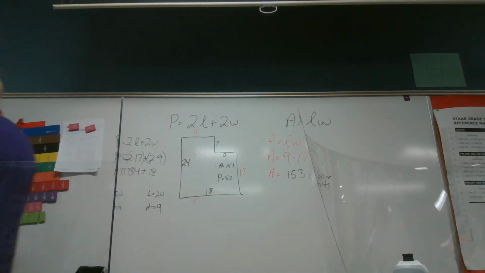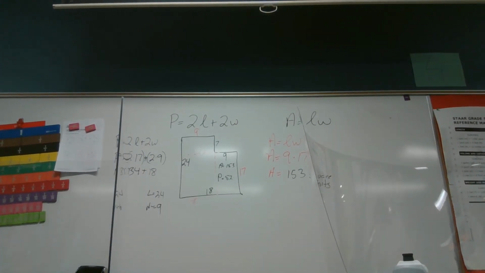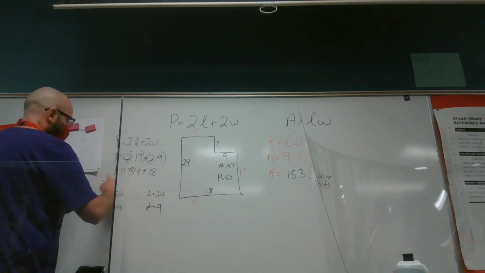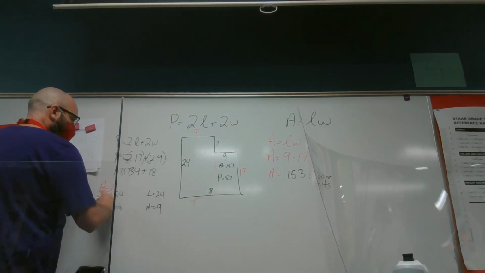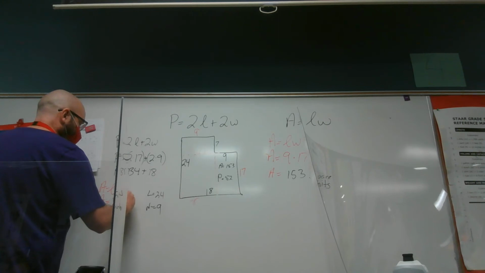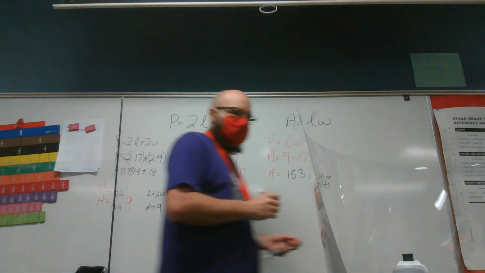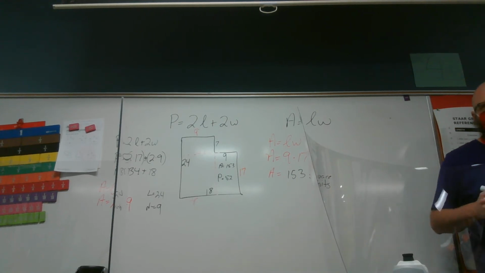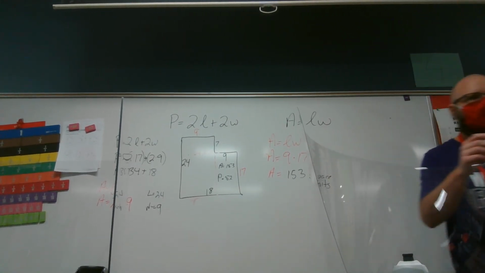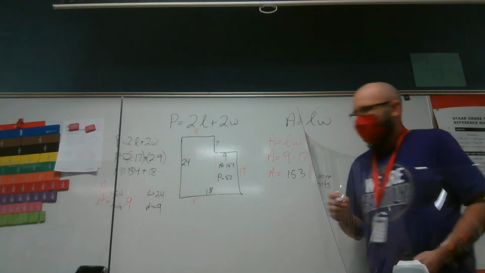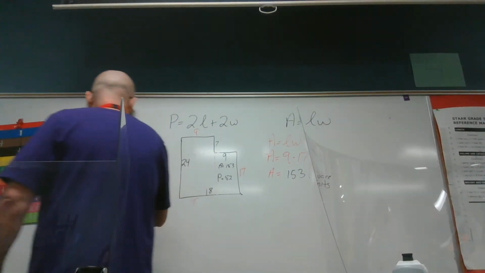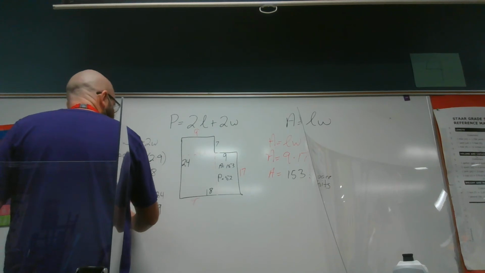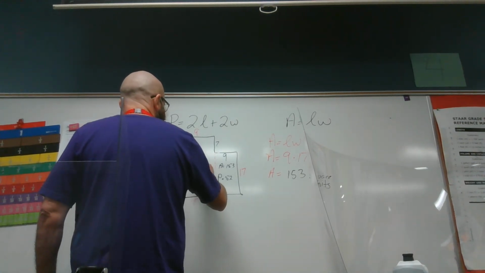We can do our area: area equals length times width. Area equals 24 times 9. So area equals, anyone? 24 times 9? Who? Samara? 216. So 216, if we did our math right. So the area of this one is 216.